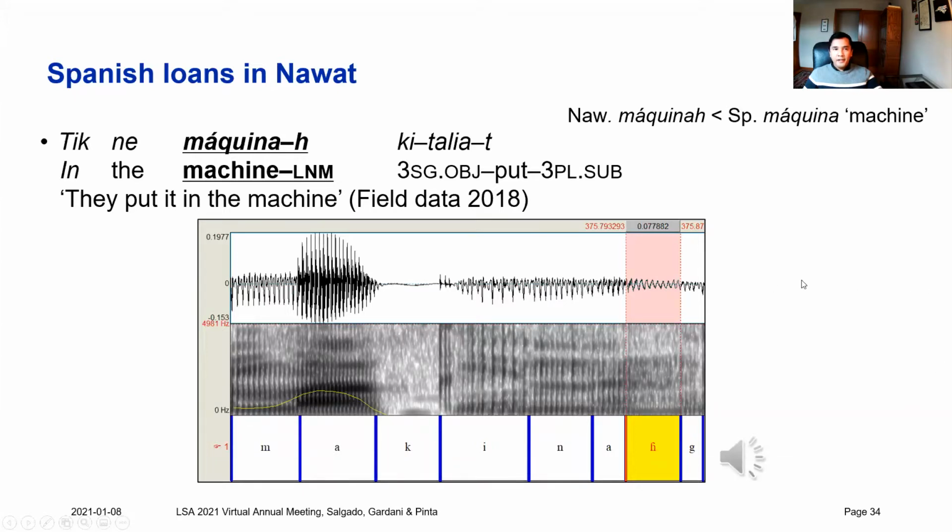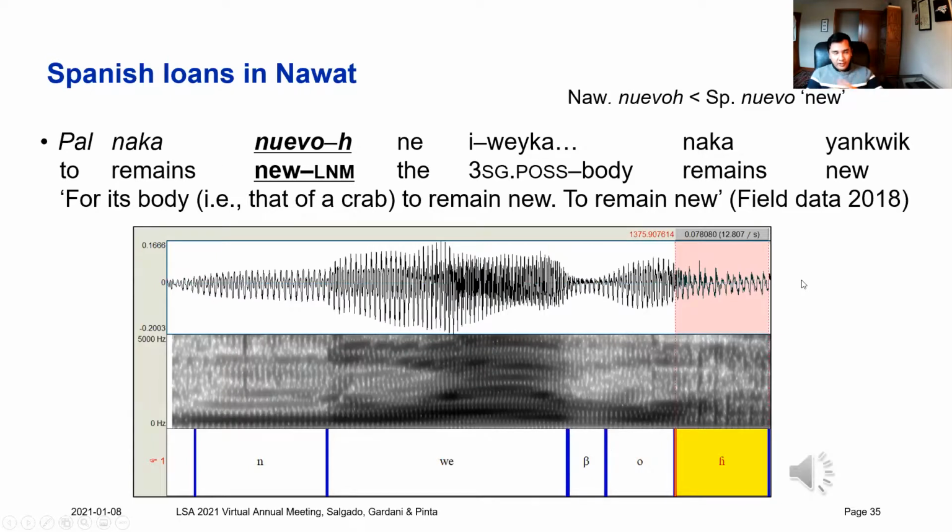And lastly, this is the last example, a very interesting one. "Palnaga nuevos neiweiga." In this case, we have a loan adjective from Spanish rather than a noun. It means for its body to remain new, and we're talking about river crabs. So again, this is a faithful borrowing.